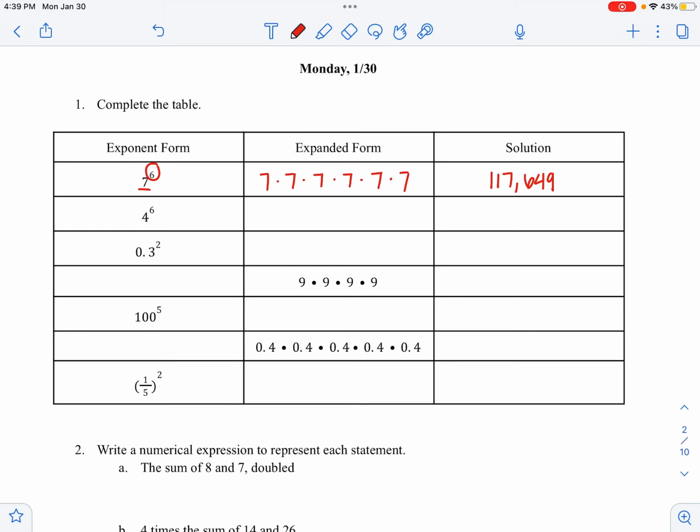You'll want to complete this table with both the expanded form, the solution, or the exponent form in the cases where you're given the expanded form.